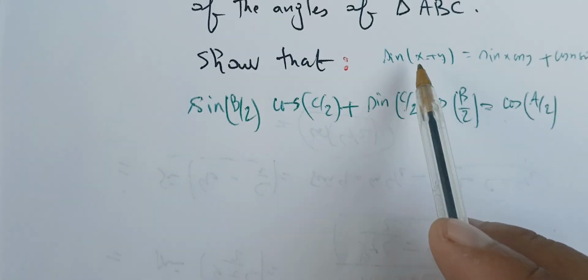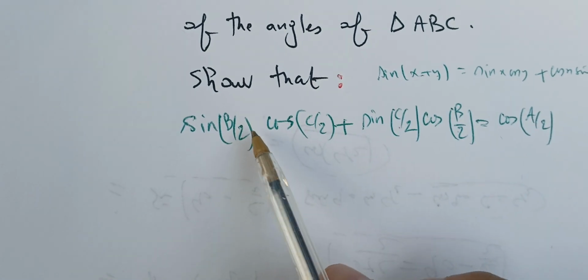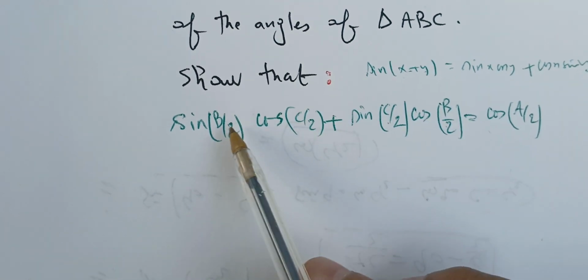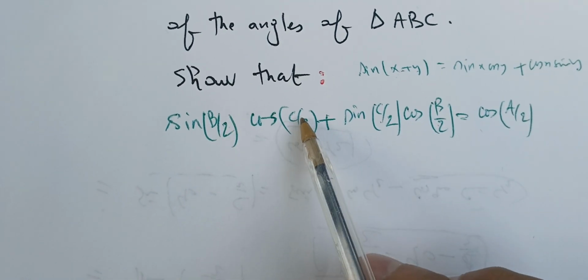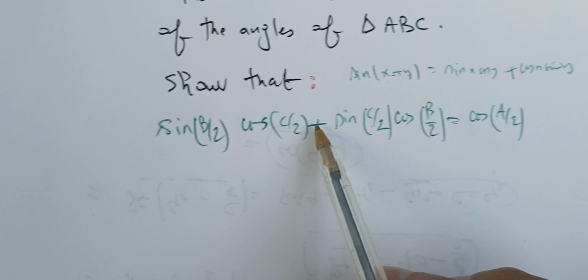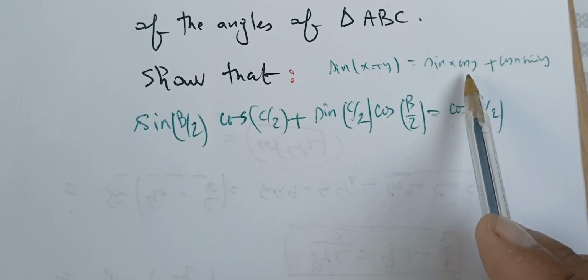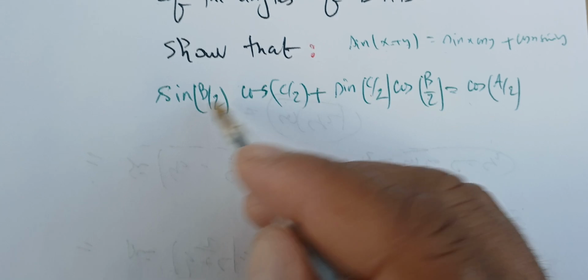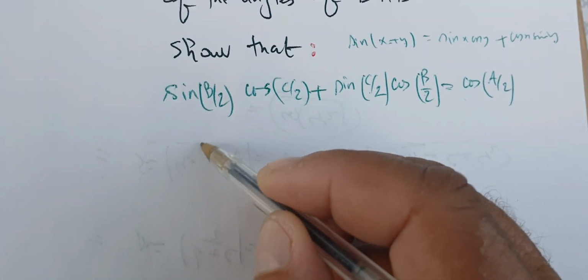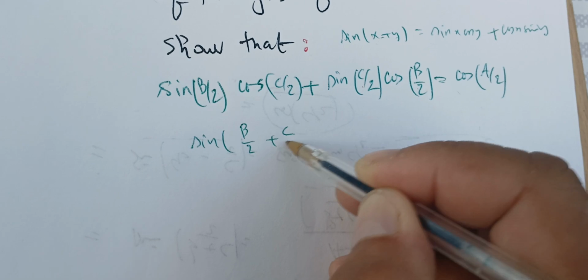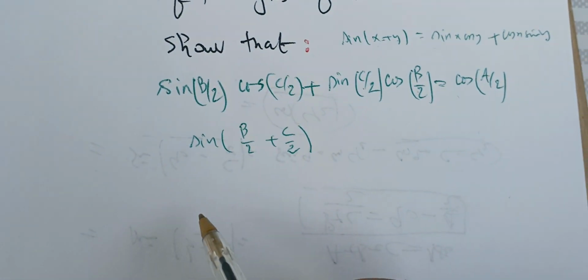Here if we look at this one, if we let x be b over 2 and y be c over 2, we see that we have this expression here. So we can rewrite this one as sine of b over 2 plus c over 2.